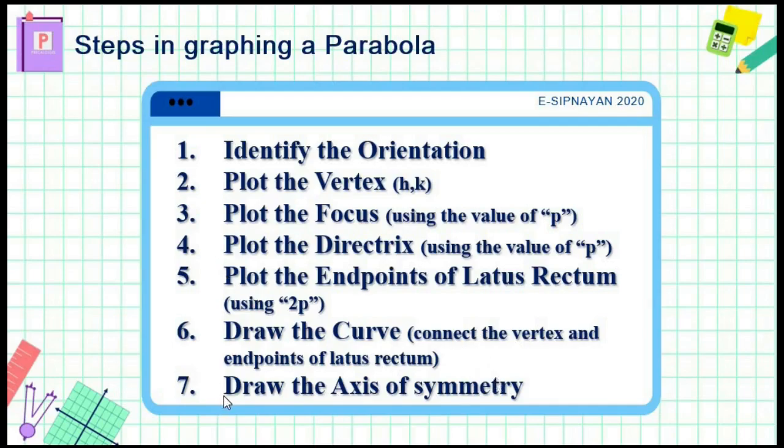Again, steps 4 to 5 are interchangeable. It will be based on your preference which part of the parabola you would like to graph first. But for the purpose of discussing this video, I will be following strictly the steps given in this slide. So before we formally begin with graphing, it's best to be familiar with this mnemonic.